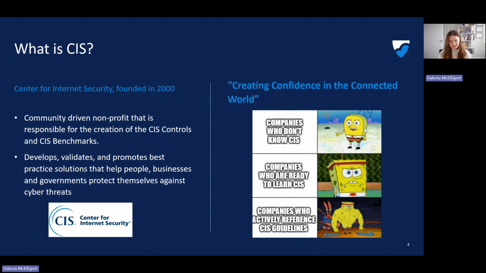On the right side is a meme I created. It had to be included because I think it captures the energy perfectly, right? You've got companies who do not know CIS yet, companies who are ready to start learning, and then companies who actually use CIS guidelines to drive their security decisions. So today, my goal, and the goal of my team, is to help move you into the last group with confidence. With that foundation in place, we can go ahead and talk about the CIS controls and the benchmarks.